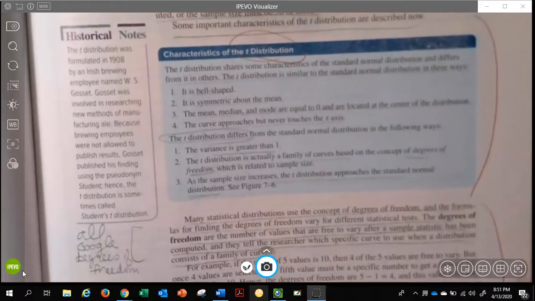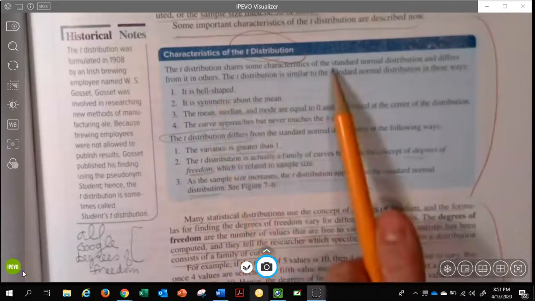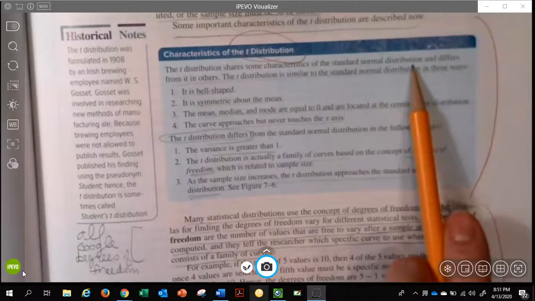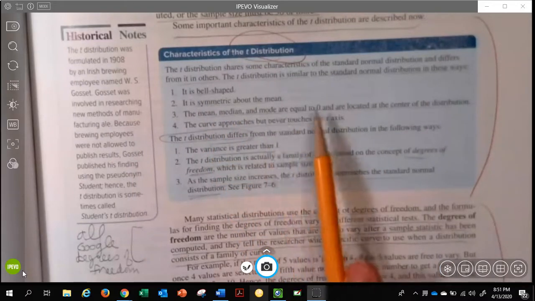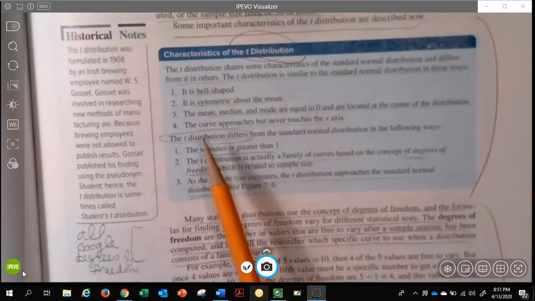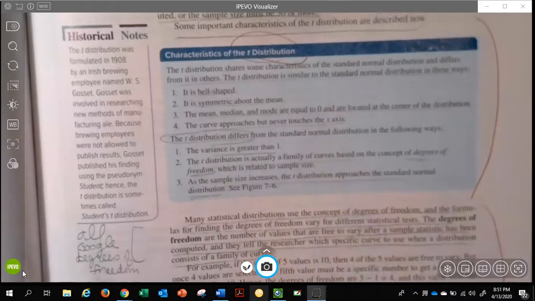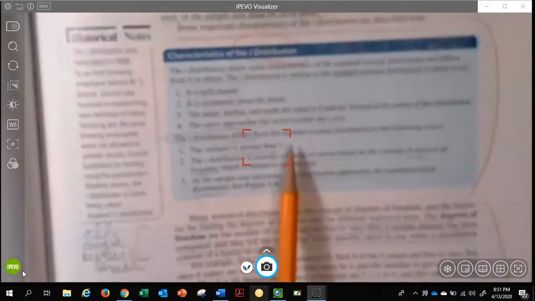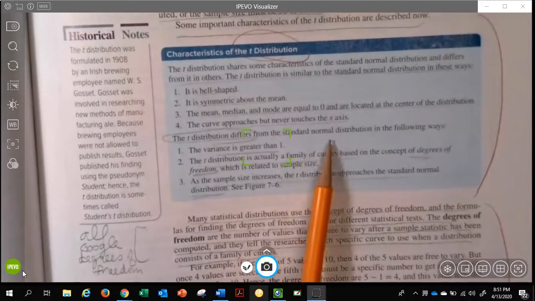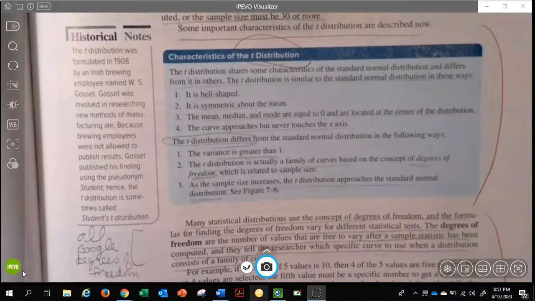Characteristics of the t distribution. Here are some things that make it like the standard normal distribution. It's bell-shaped. It's symmetric. Its mean, median, and mode line up at 0. The curve approaches but never touches the x-axis. But it differs from the standard normal distribution in the following ways. The variance is greater than 1.